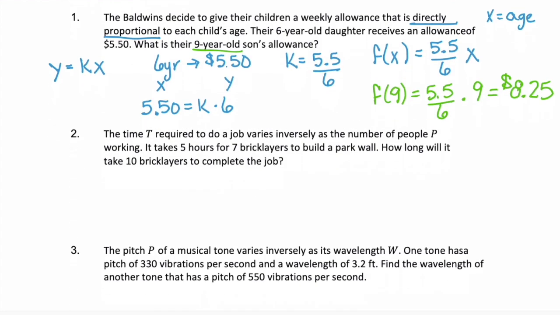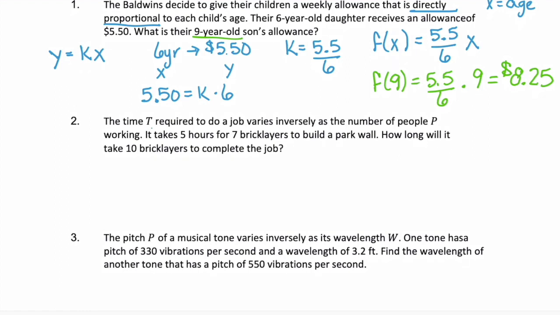Just find the clues. Number 2, the time t required to do a job varies inversely. As soon as I see the word inversely, I know that I'm going to have y equals k over x. So the time t required to do a job varies inversely as the number of people p working. So I know for this specific problem, they're using t as their y value and p as their x value. Then we're told it takes 5 hours for 7 bricklayers to build a park wall. Okay, we're going to stop there and identify our t and our p so we can solve for k.